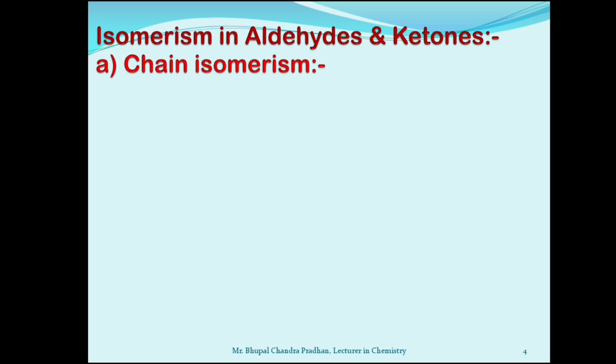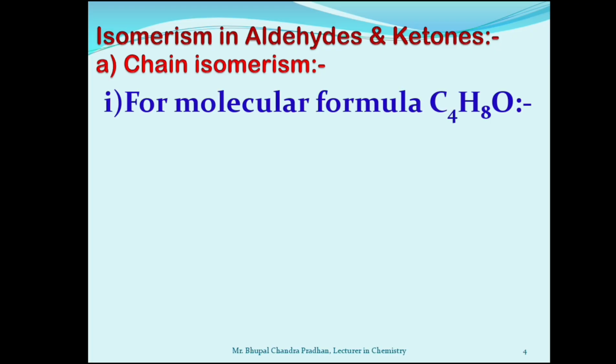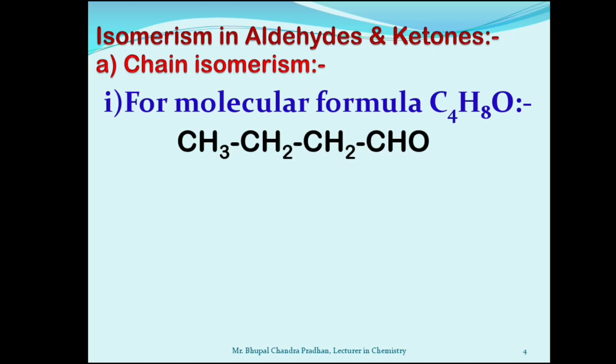What do we mean by chain isomerism? When the same molecular formula represents two or more compounds which differ in their carbon chain, then such compounds are called chain isomers, and the phenomenon is called chain isomerism. Let us consider a molecular formula C4H8O. This can be represented as CH3CH2CH2CHO.